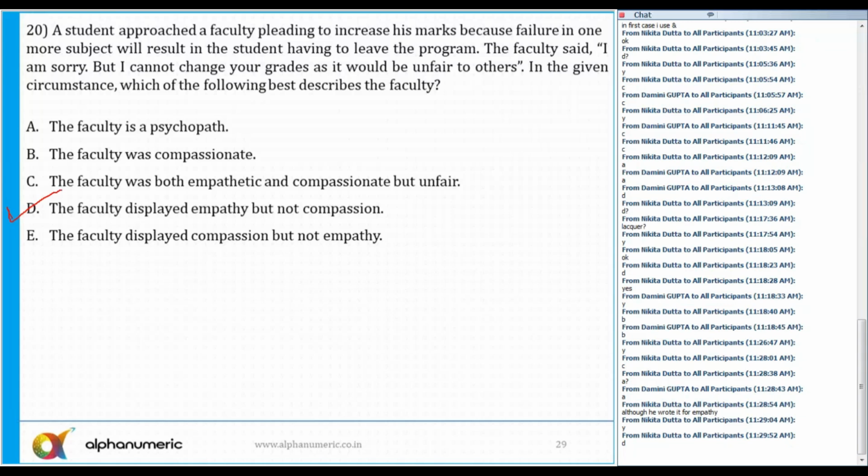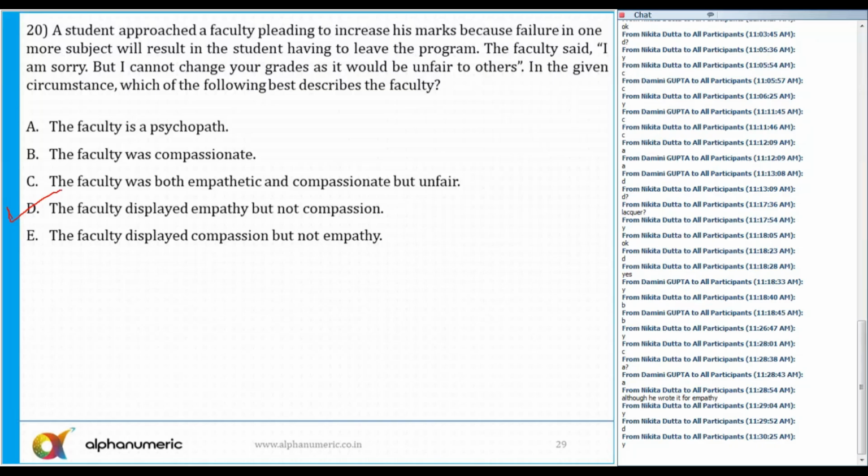Did you understand? Anybody has any doubt, please ask.